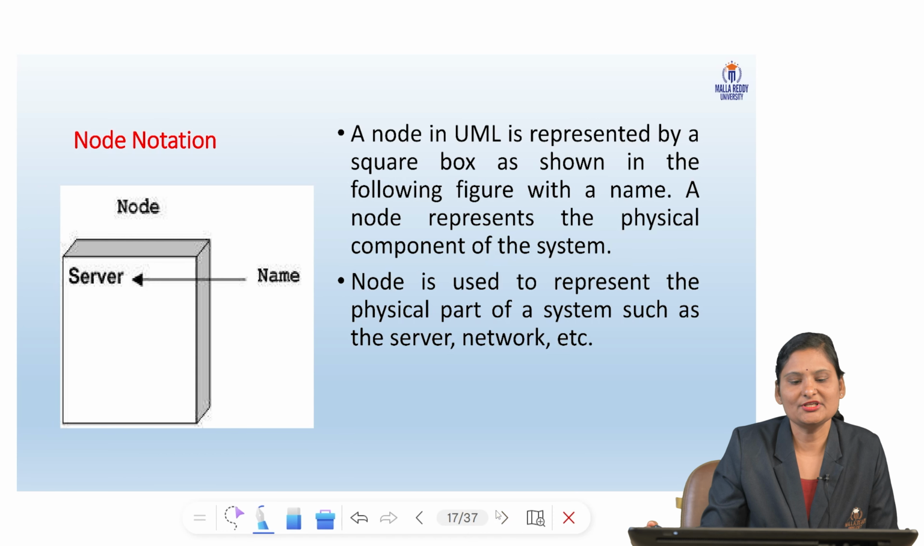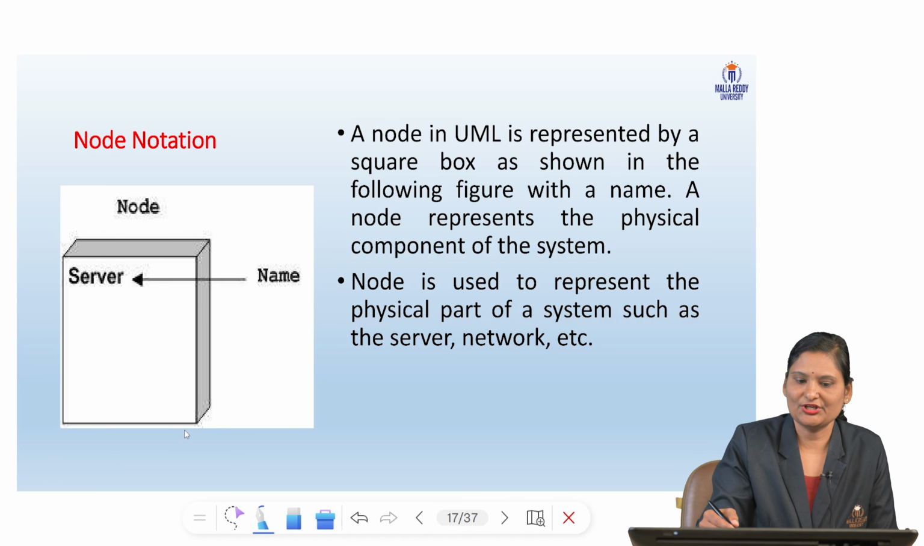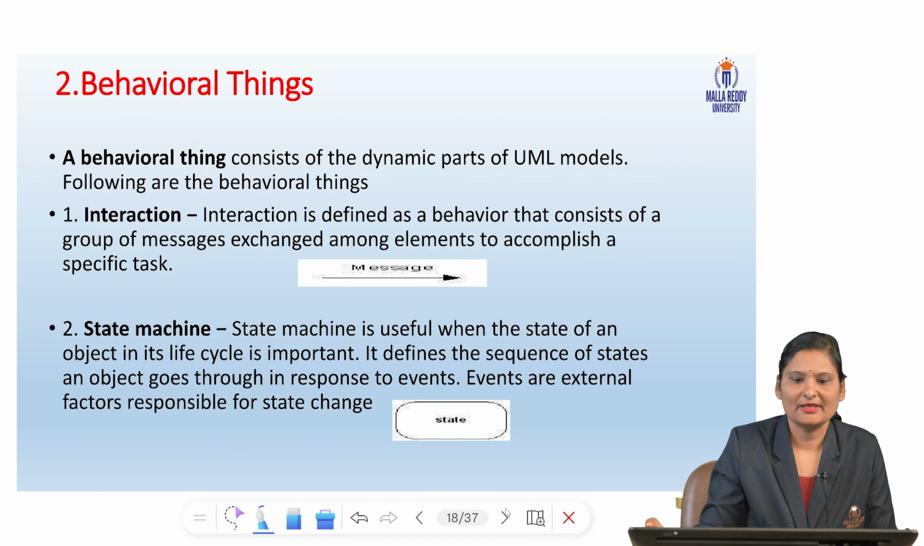The next notation here is node notation. Why do we use this notation? To represent the physical part of the system. In order to represent the physical part of the system, we use the node notation. For example, a server or a network. Any physical part of a system we need to establish or explain, we can go through this notation, which is in the form of a cube.